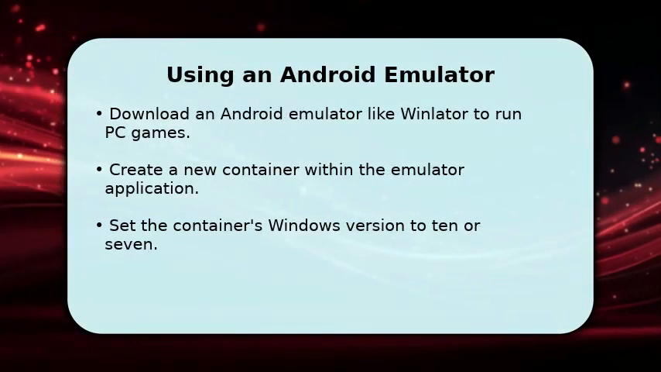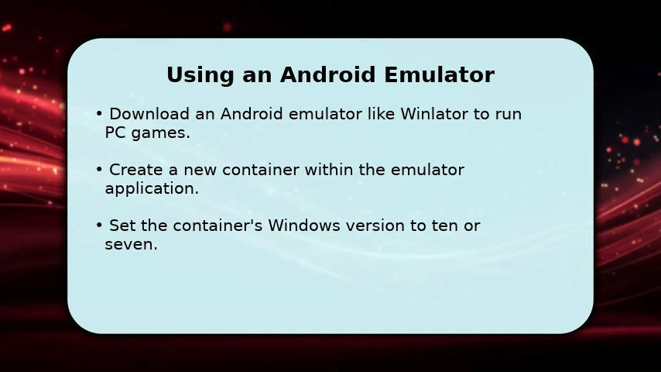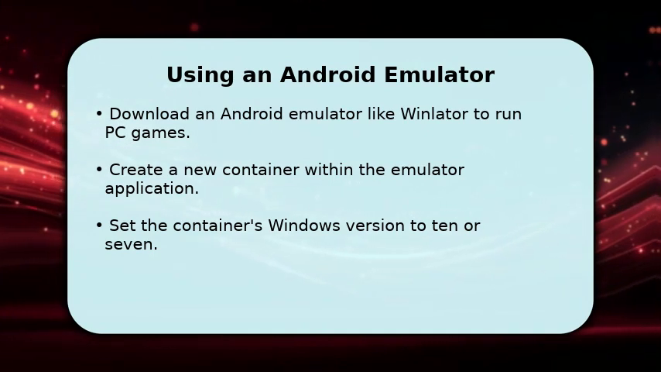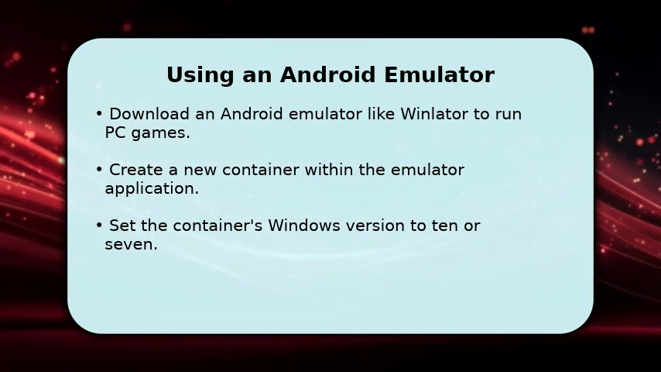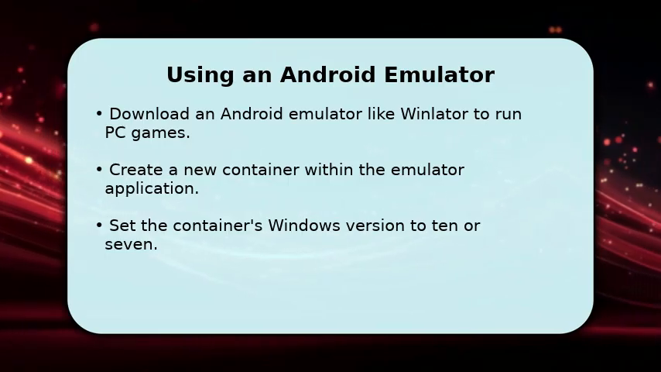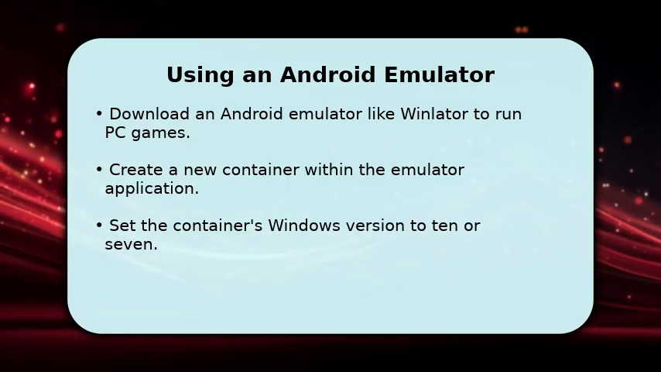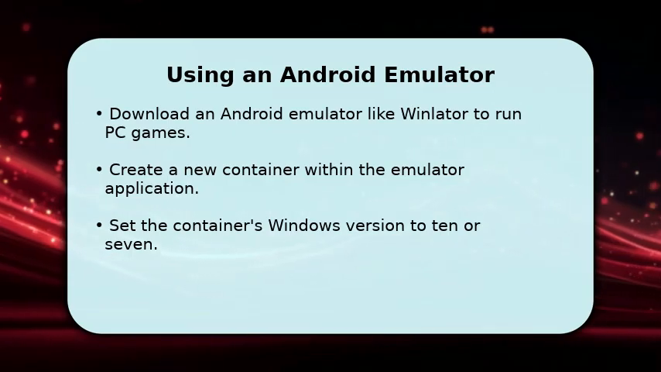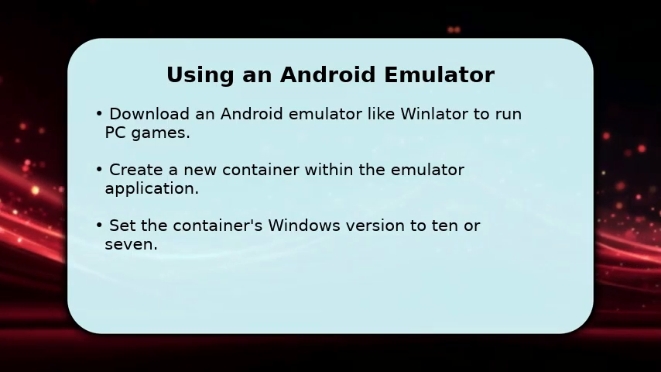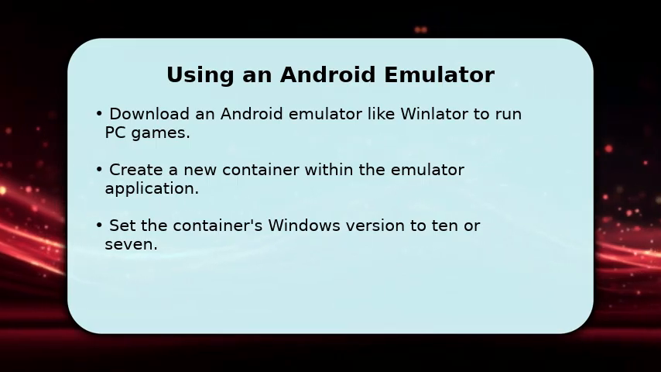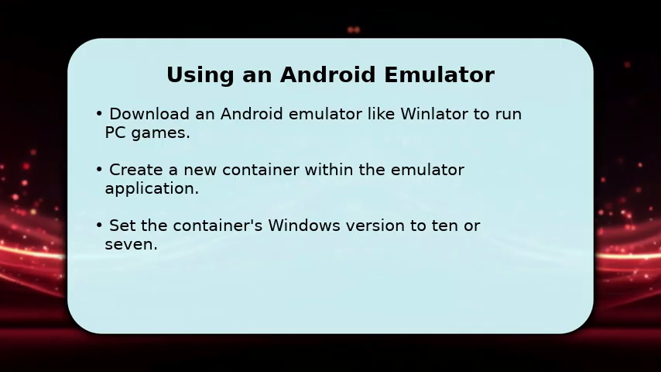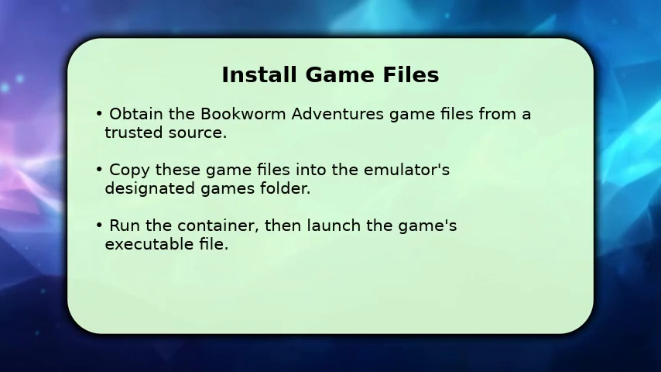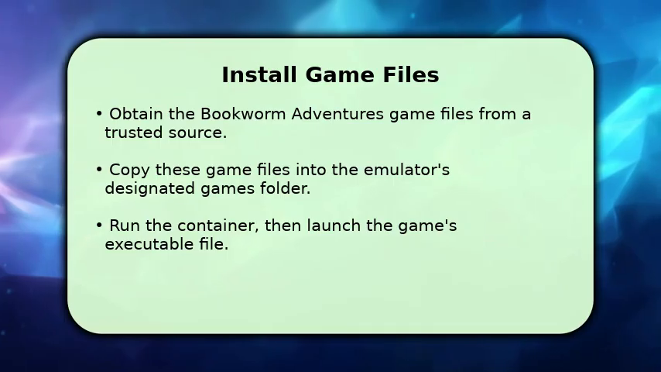One popular method involves using an Android emulator, such as WinLater, which allows you to run Windows applications on your phone. First, you will need to download and install this emulator. Once installed, open the application and create a new container. Within this container's advanced settings, ensure the Windows version is set to either Windows 10 or Windows 7 for optimal compatibility. Next, you will need to acquire the Bookworm Adventures game files.